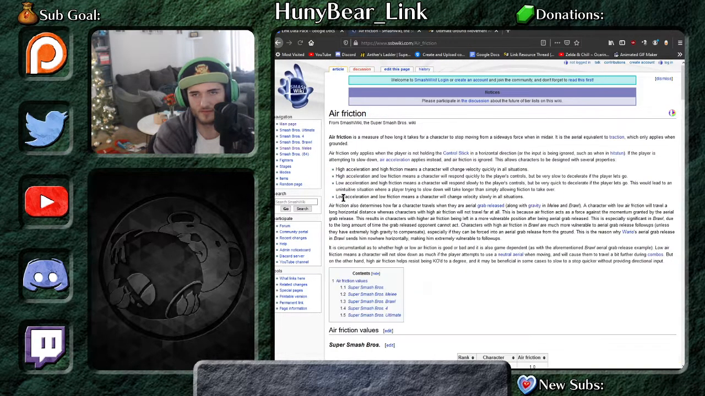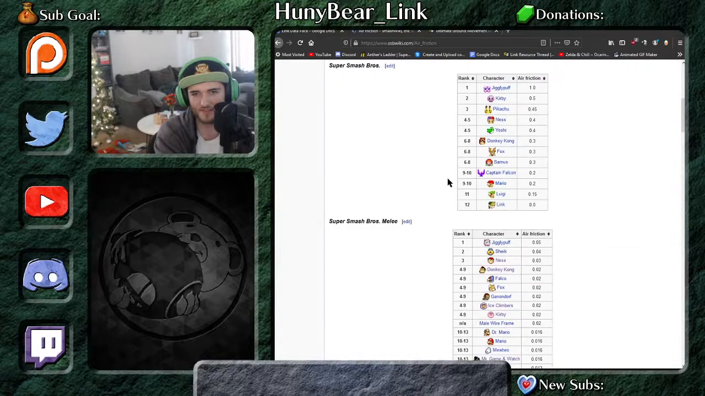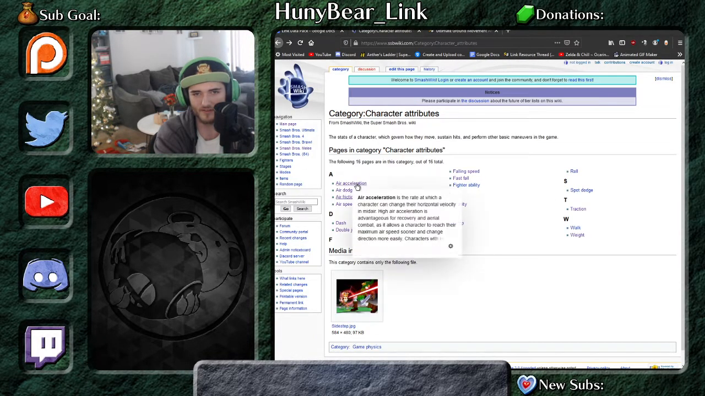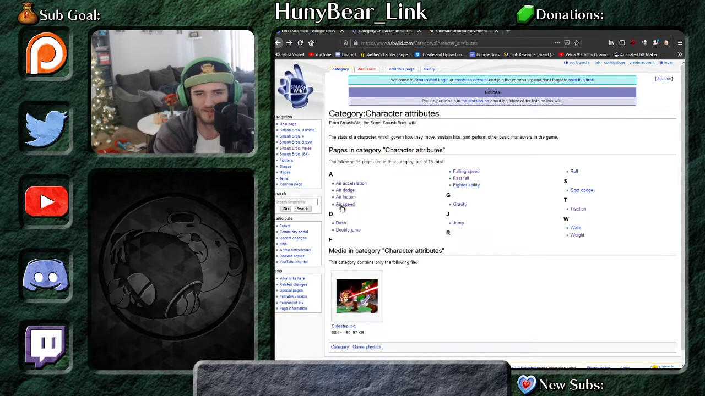Air friction is basically how long it takes you to stop in the air, and this is irrelevant for the most part because you need to reset your stick to neutral. But if you actually influence your character's aerial drift, using aerial acceleration is really the primary determining factor.